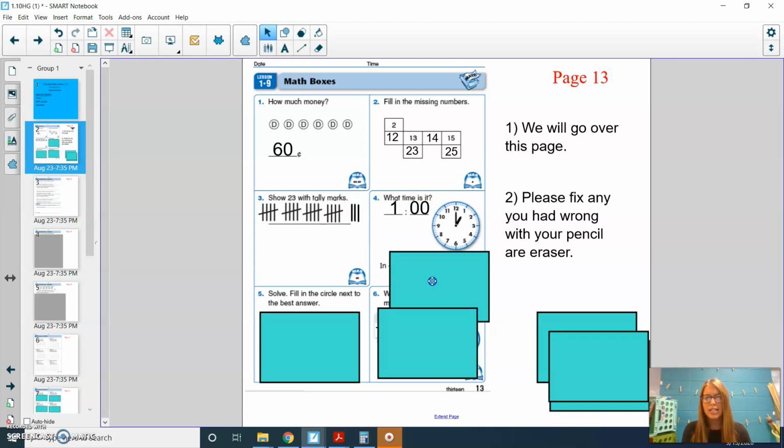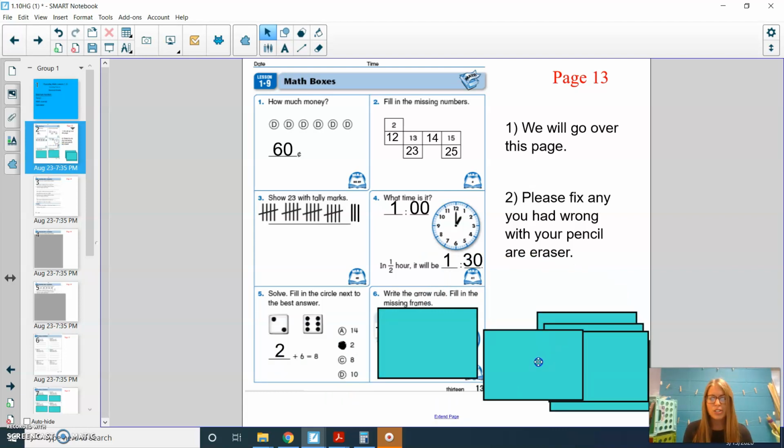So on the clock, I should see that my hour hand is on the 1, my minute hand is on the 12, showing the time of 1 o'clock. Then it asks, how much time will it be in a half hour? So 30 more minutes. So it's 1 o'clock, and maybe I want to count by fives. So I'm at 5, 10, 15, 20, 25, 30. In 30 minutes, my minute hand is going to be on the 6. Well, what time is it when my hour hand is in between the 1 and the 2 and my minute hand is on the 6? You should have said 1:30.